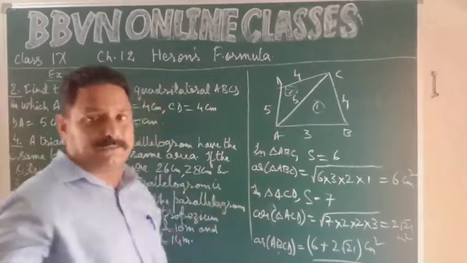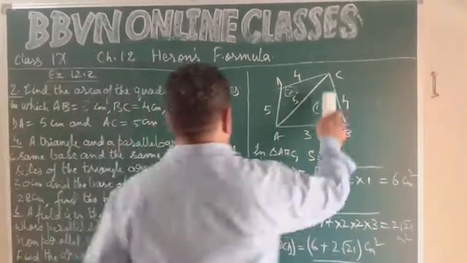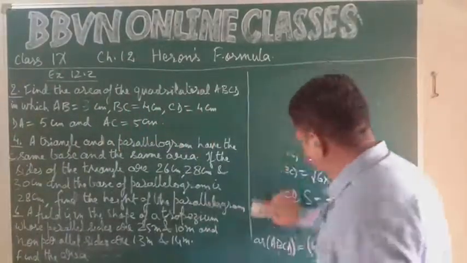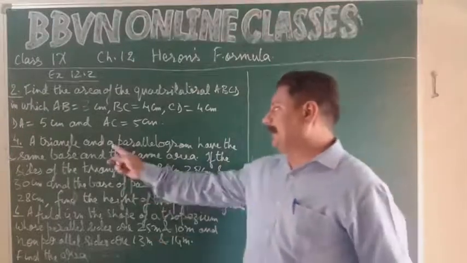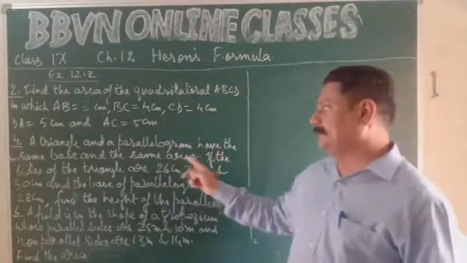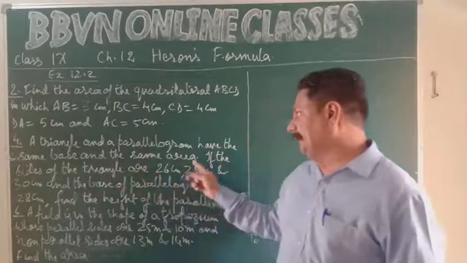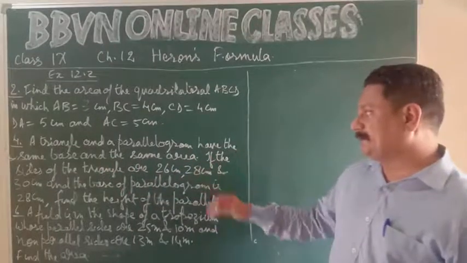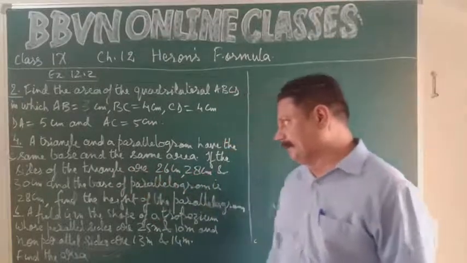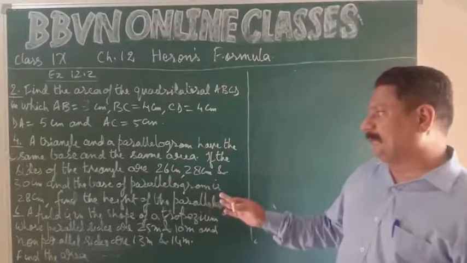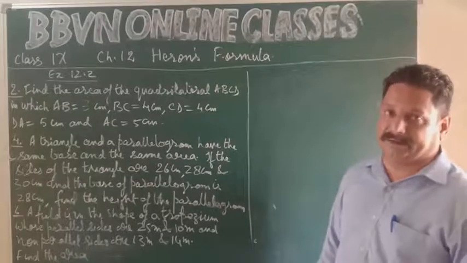Let's move on to another question. Question number 4. The question says, a triangle and a parallelogram have the same base and the same area. If the sides of the triangle are 26 centimeters, 28 centimeters and 30 centimeters, and the base of the parallelogram is 28 centimeters.